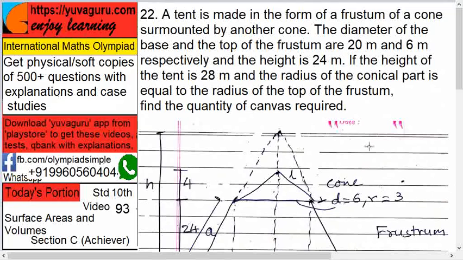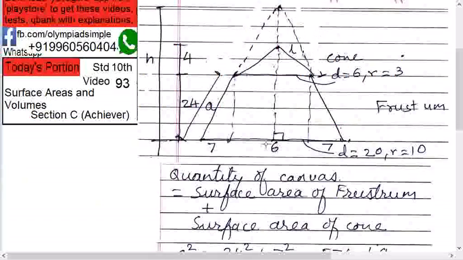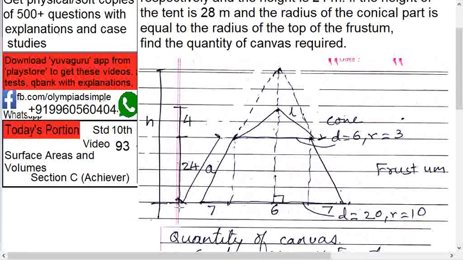And now the details. The diameters of the base and top of the frustum are 20 and 6 meters respectively, and the height is 24 meters. Okay, so this is the base frustum. See, this is 20, this is 6, so half will be 10 and 3, and height is given as 24. See, this is the height. This 24 is for this height, not for this. This is what we have taken as A. So 24 is this height.